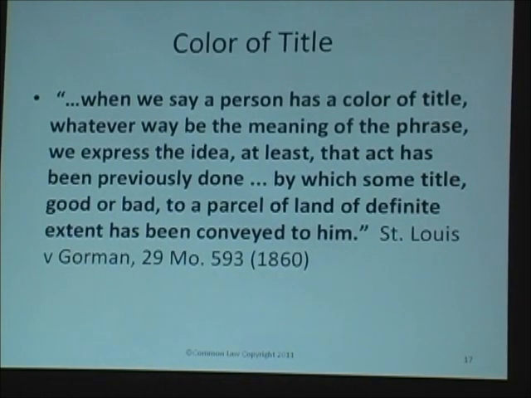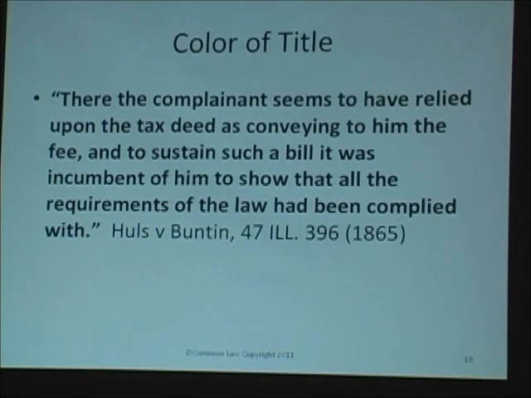When we say a person has a color of title, whatever may be the meaning of the phrase, we express the idea that at least that act has been previously done by which some title, good or bad, to a parcel of land of definite extent has been conveyed to him. There the complainant seems to have relied upon the tax deed as conveying to him the fee, and to sustain such a bill it was incumbent upon him to show that all the requirements have been complied with.